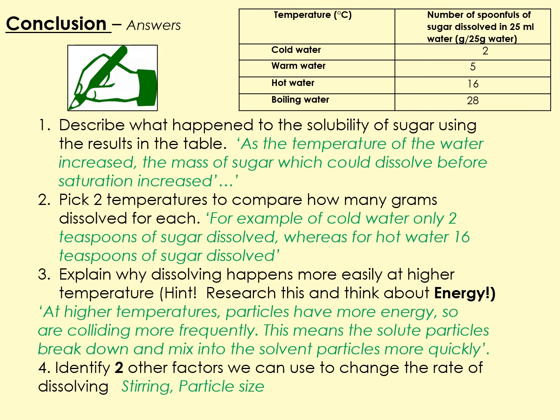To finish then, please, can you mark your work in green pen? So first of all, I wanted you to spot for me that as the temperature of the water increased, the mass of sugar or the number of spoonfuls of sugar which dissolved before saturation increased. It went up. You can see it going up here. I'm going to choose 2 bits of data. So I could say for cold water, only 2 teaspoons of sugar dissolved. However, for boiling hot water, 28 teaspoons of sugar dissolved. Give me 2 bits of data.